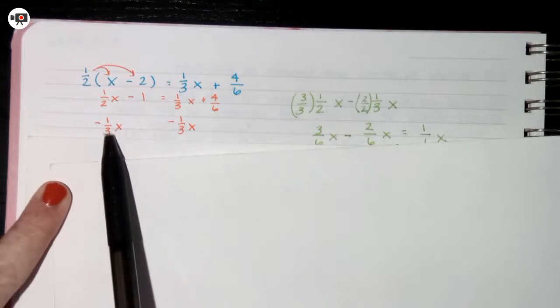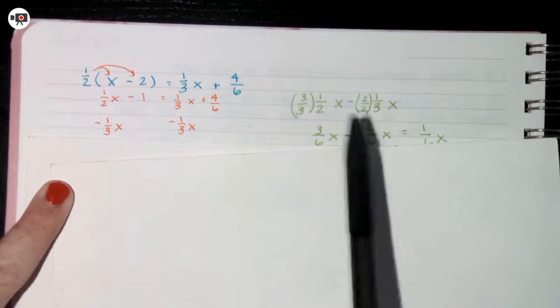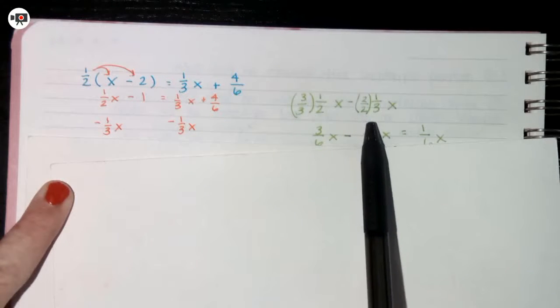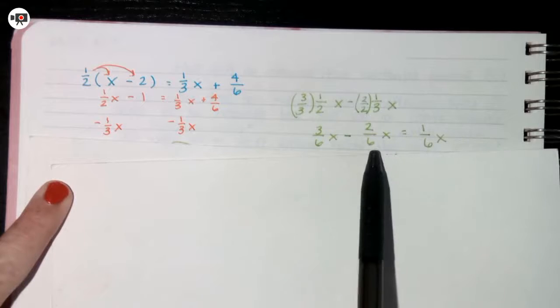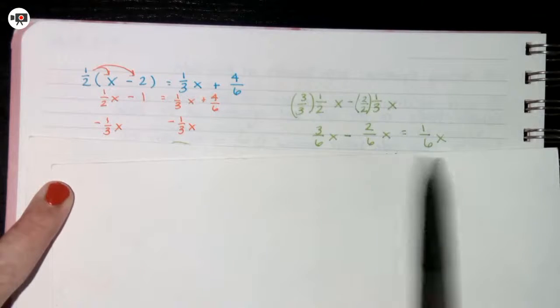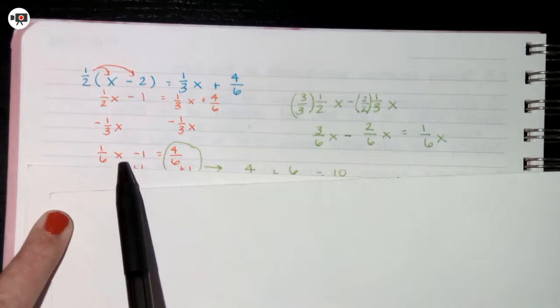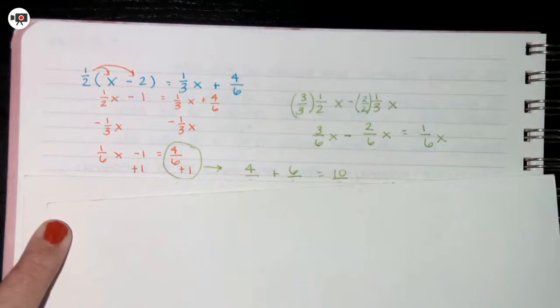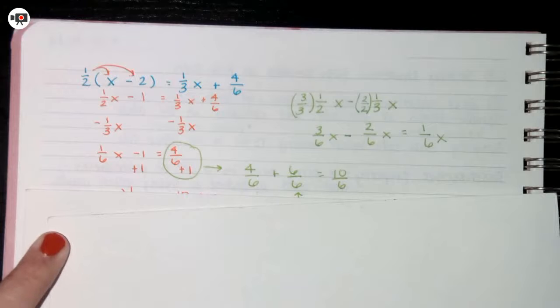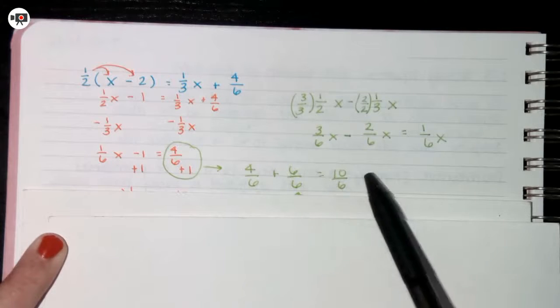Now, if I subtract 1/3 x, to subtract fractions, I need to have common denominators. And that common denominator is going to be 6, and so I have 3/6x minus 2/6x, which is 1/6x. Now, to get my variable term completely by itself, I need to add 1 to each side. Again, I need common denominators. So that's 4/6 plus 6/6 is 10 over 6.